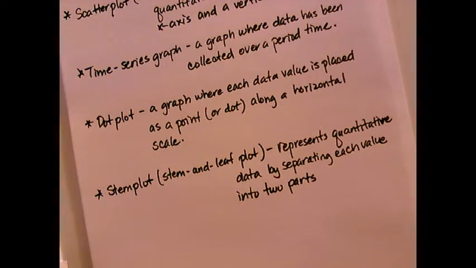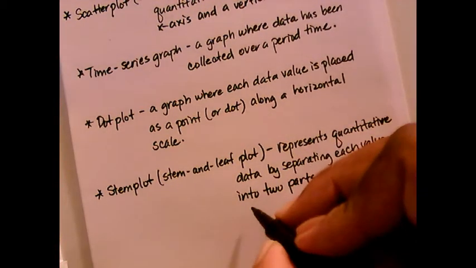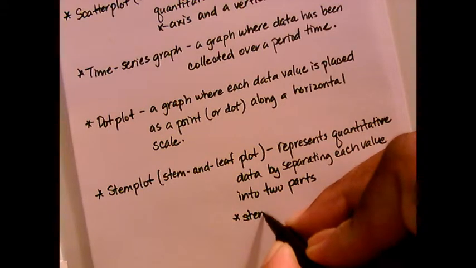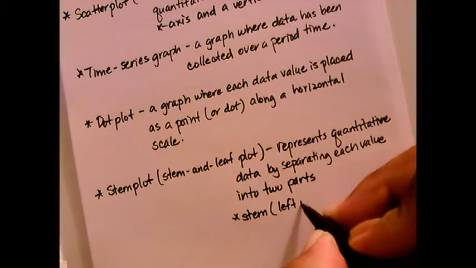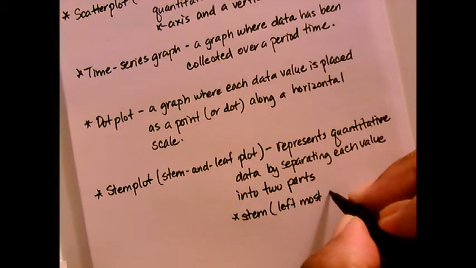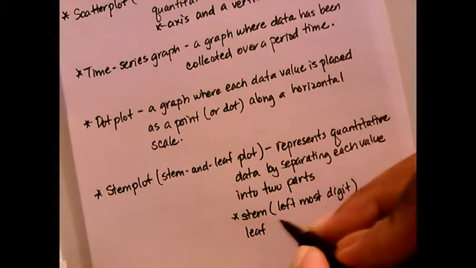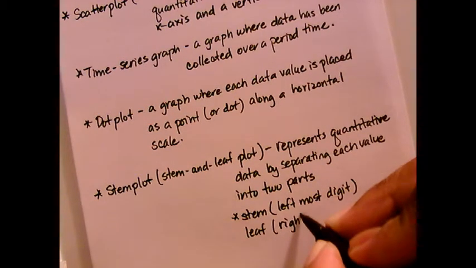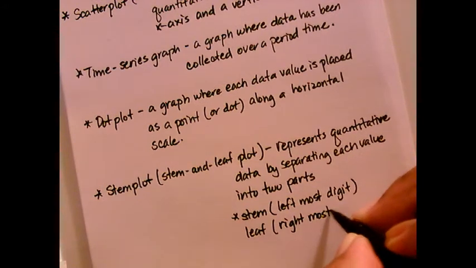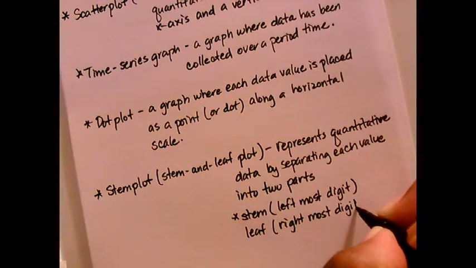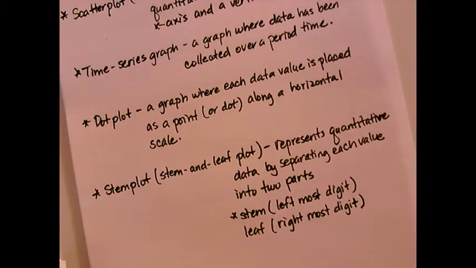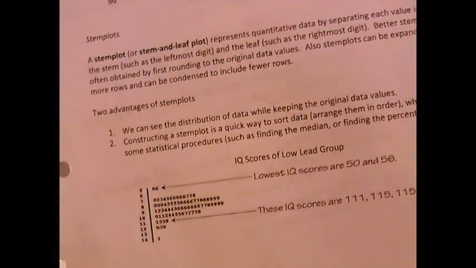And those 2 parts are going to be this: the stem, which is your leftmost digit, and the leaf will be the rightmost digit. Okay. And an illustration of that would be this right here, of the IQ scores of the low-lead group.